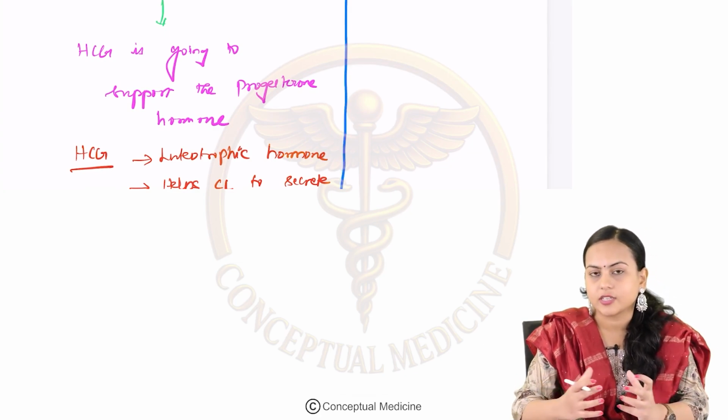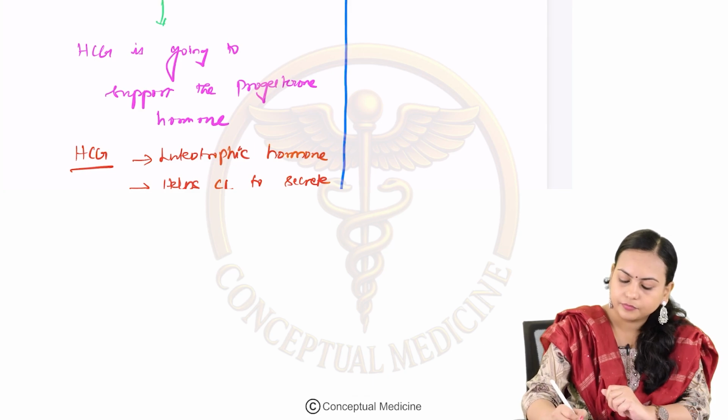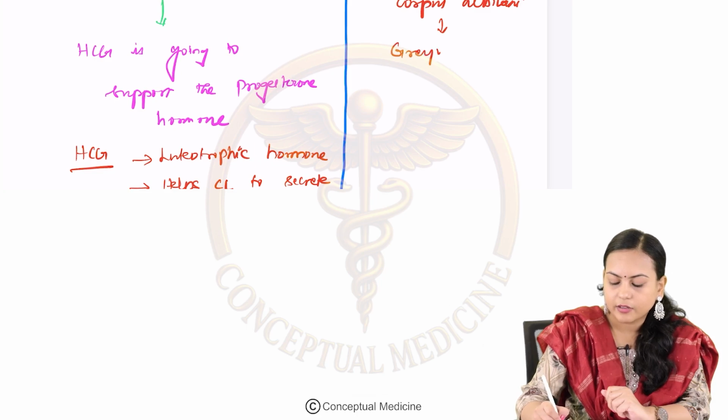Suppose fertilization does not occur, what will happen? The corpus luteum will go for degeneration and become what is known as the corpus albicans, which is a greyish-white, scar-like tissue.